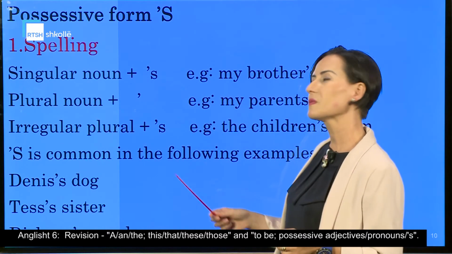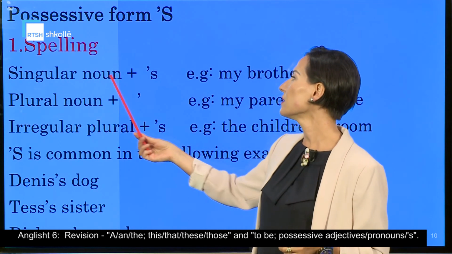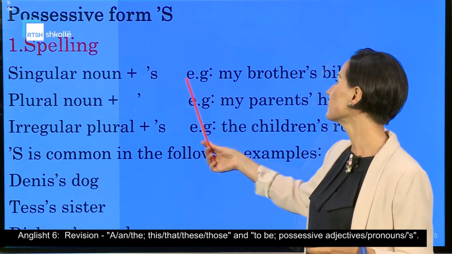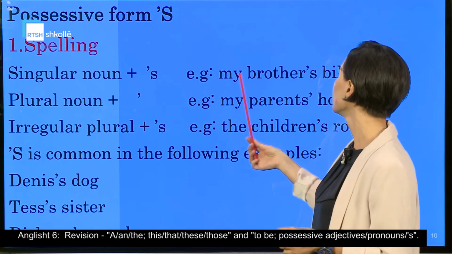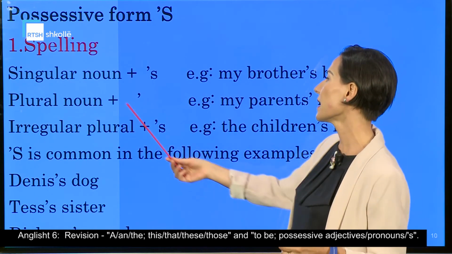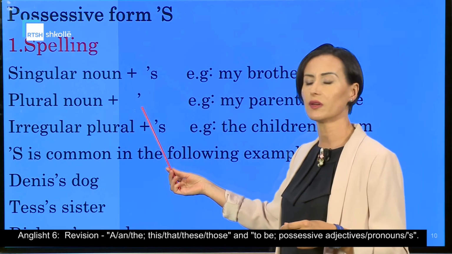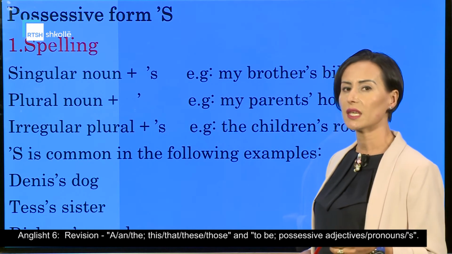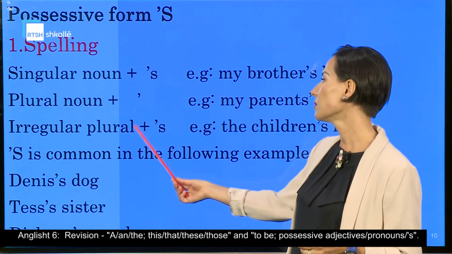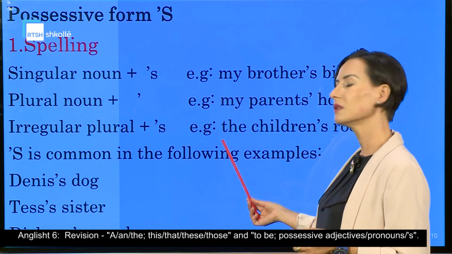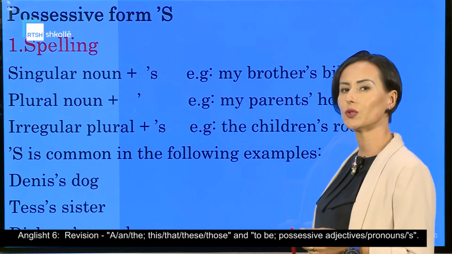Let's start with the spelling. Singular noun plus apostrophe and s. For example, my brother's bike. Plural noun plus apostrophe. My parents' house. Irregular plural plus apostrophe and s. For example, the children's room.